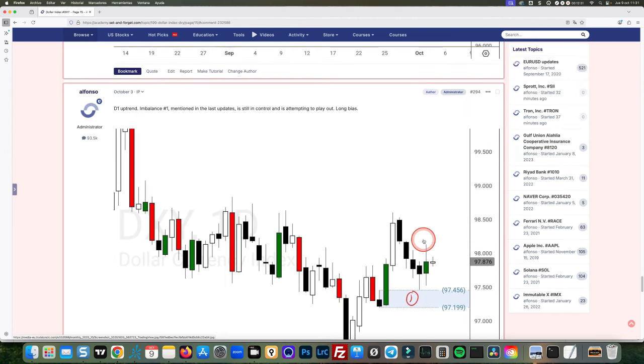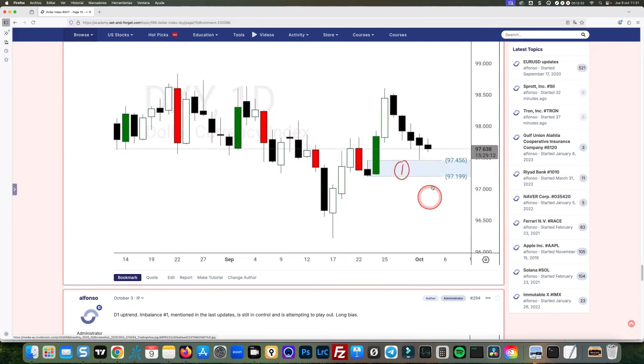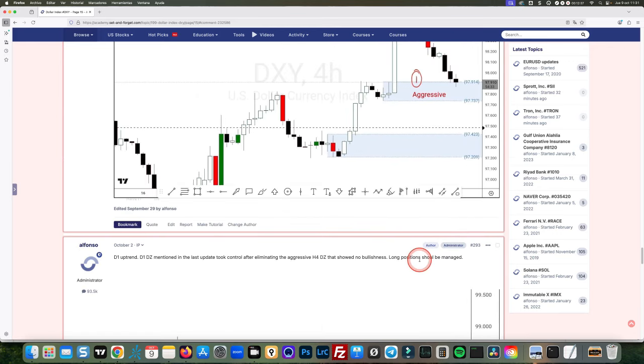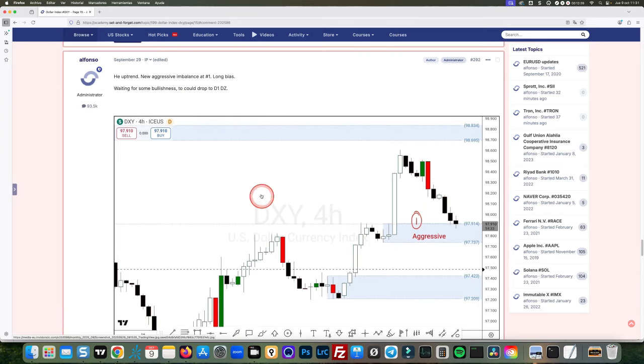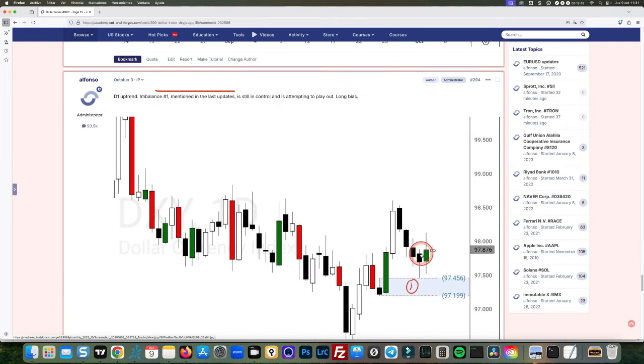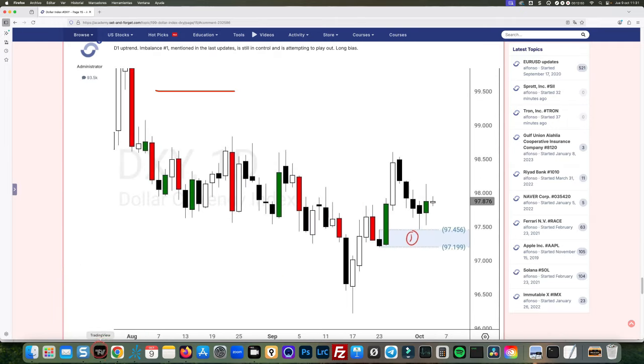So the dollar index is in control, trying to play out. Okay, that one I said was an imbalance, long bias, waiting for some bullishness. It could drop to the daily demand level, and then it dropped to the daily demand level, played out, and I'm going to update this.